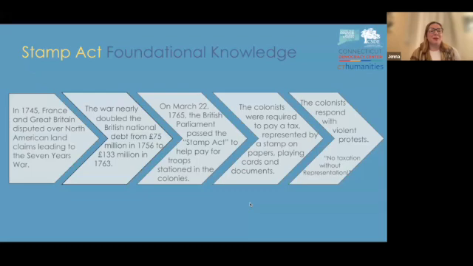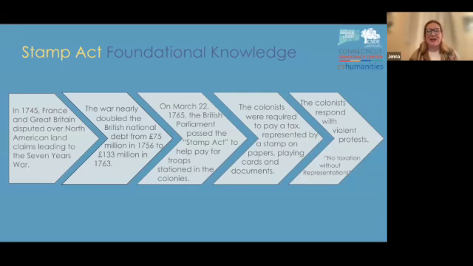So, there are a few things that we really need to have a foundational understanding of that led up to the revolution in terms of our econ aspect. If we're looking at the Townshend Acts, the Stamp Act, and the Boston Tea Party, students really need to have this foundational knowledge to understand why these things happened, thinking about their understanding of cause and effect.